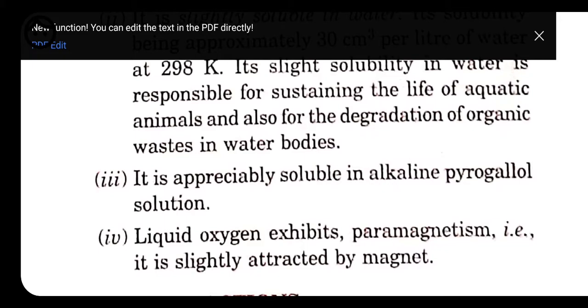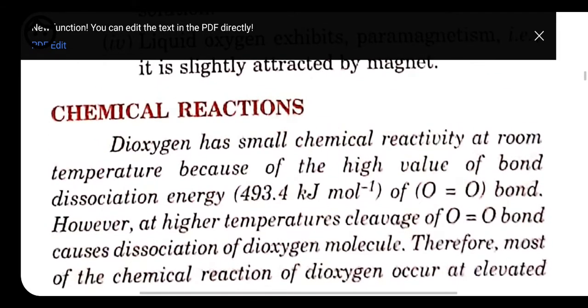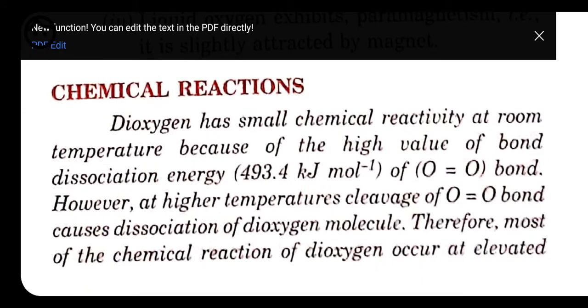Next, it is appreciably soluble in alkaline pyrogallol solution. It is an organic solution. Next, liquid oxygen exhibits paramagnetic character, meaning it is attracted towards a magnet. They are paramagnetic in nature. These are the physical properties. Now let's have the chemical properties.